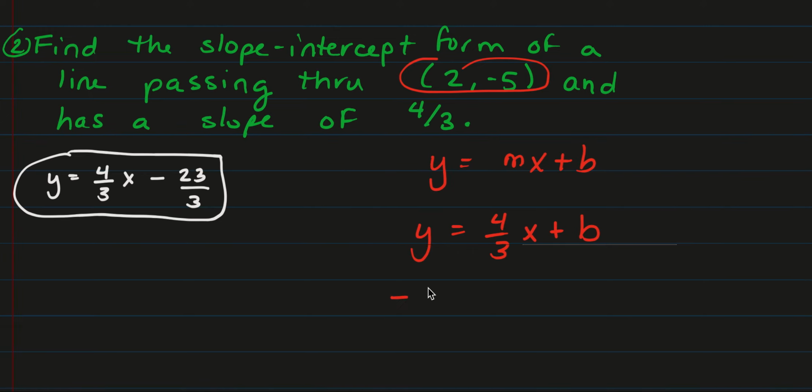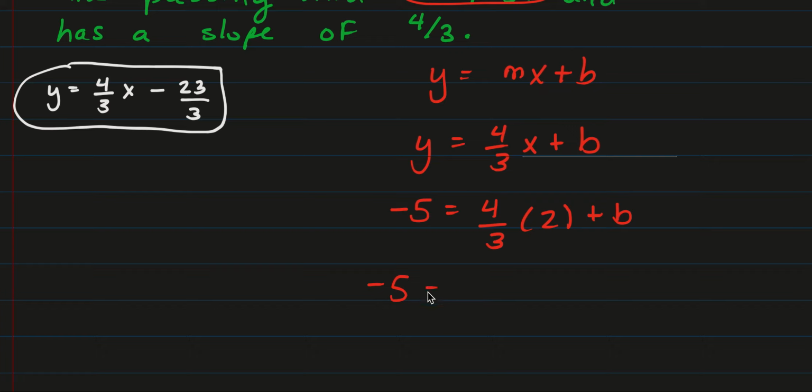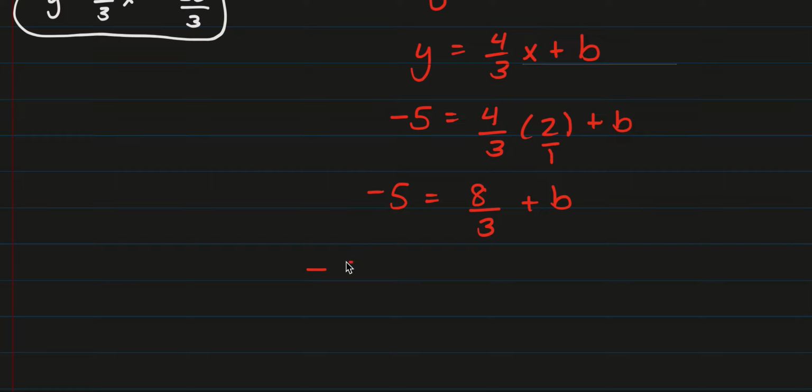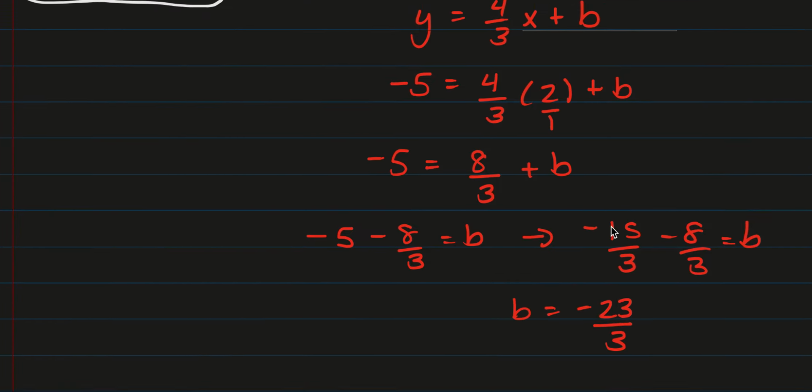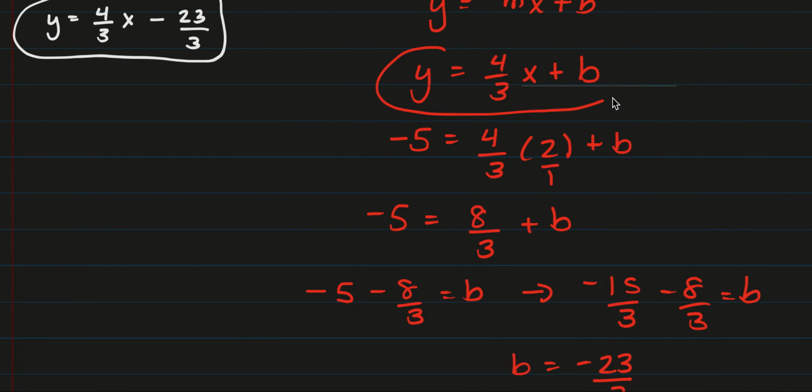So -5 is y. This is equal to 4/3 times 2 plus b. Then I get -5 is equal to, well, this is 2/1, which makes this 8/3 plus b. And then I subtract 8/3 from both sides, so I get -5 minus 8/3 is equal to b. And then I just combine like terms. So this is -15/3 minus 8/3, that's b, which makes b equal to -23/3.